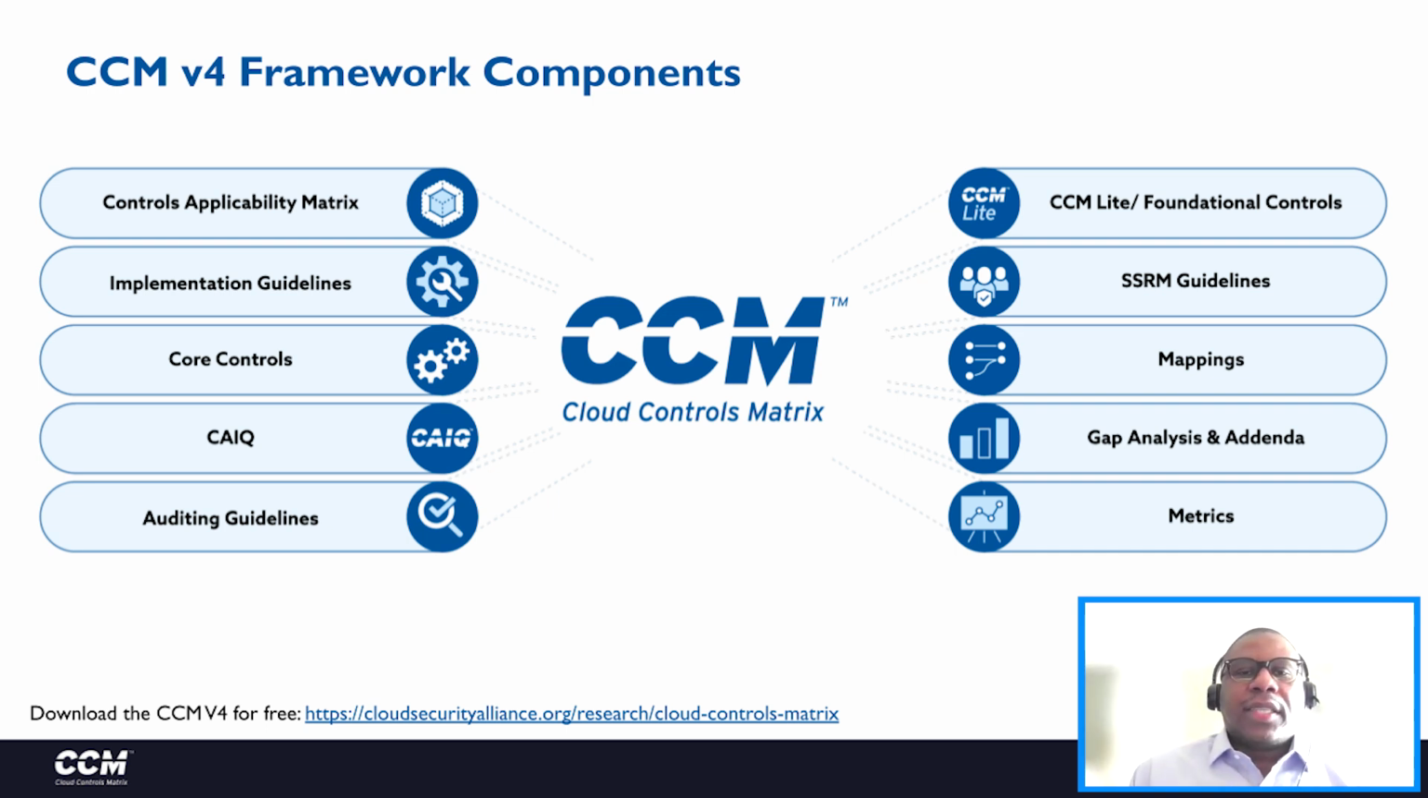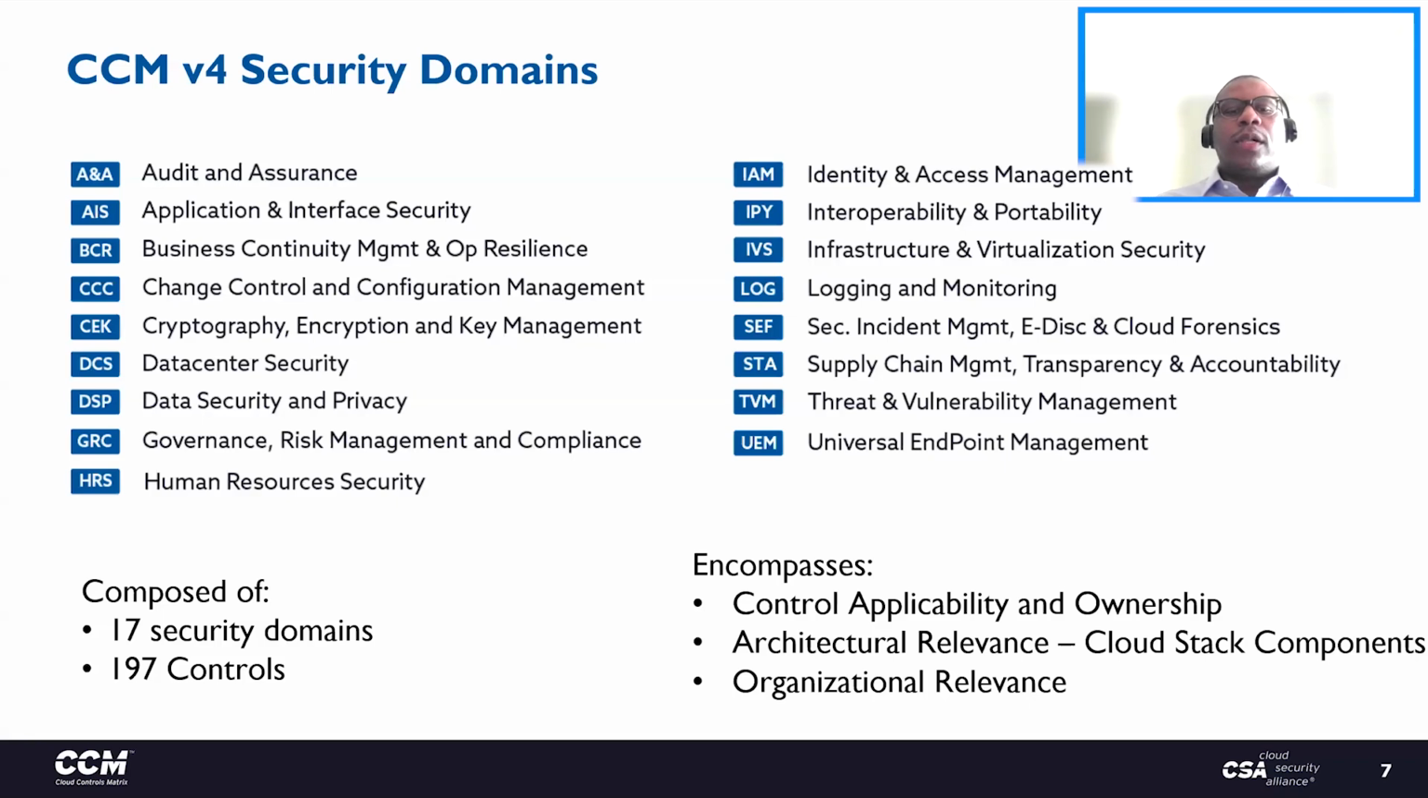So as far as the Cloud Control Matrix is concerned, we have 17 security domains. We will be focusing on one. So now we will go ahead and look at the domains covered by the Cloud Control Matrix. There are 17 domains. We'll be focusing on one, which is Universal Endpoint Management, but I'll briefly highlight the others.